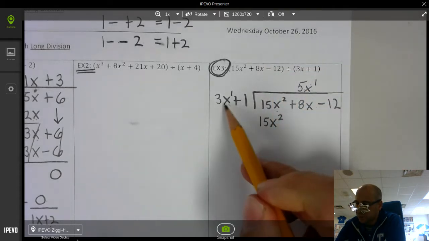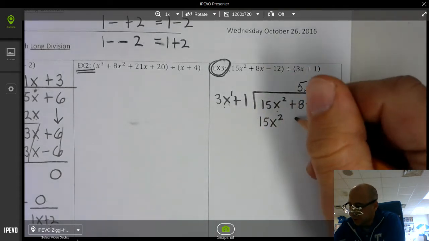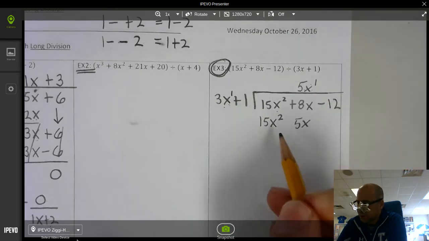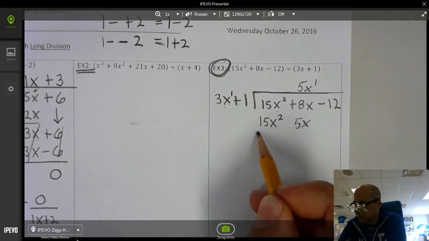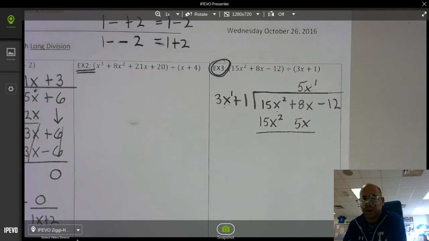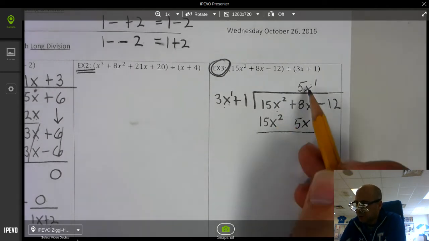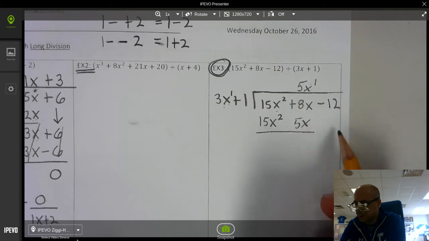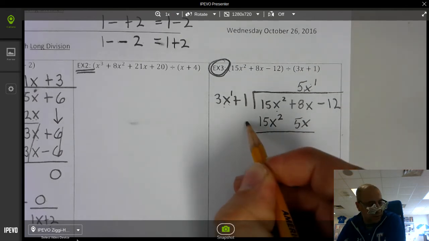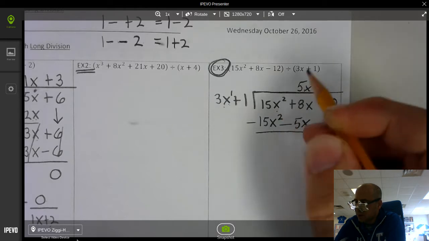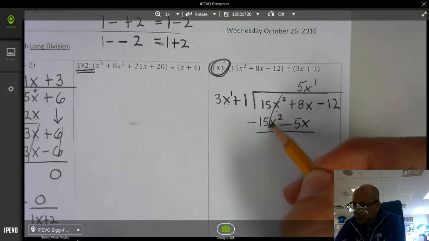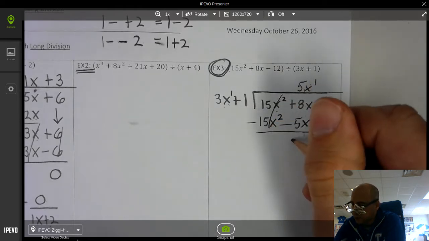And don't forget, you have to multiply this by both terms. So 5x times 1 is a positive 5x. And again, I should put a plus, but I'm not for the reason I'm about to show you. Now, one of the things I didn't explain in example 1 is that you need to keep the x squareds lined up, the x's lined up, and the constants lined up. Okay, so we subtract using step 3. And again, if you do it right, this should always cancel. So 8x minus 5x is 3x.